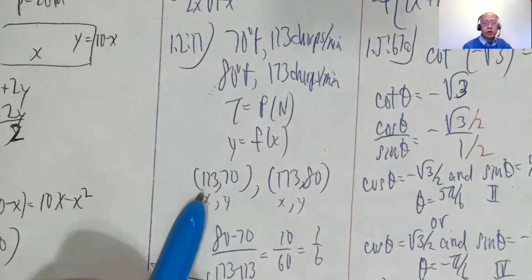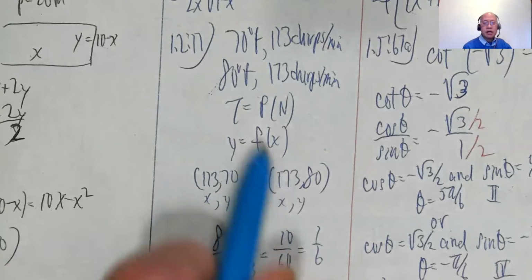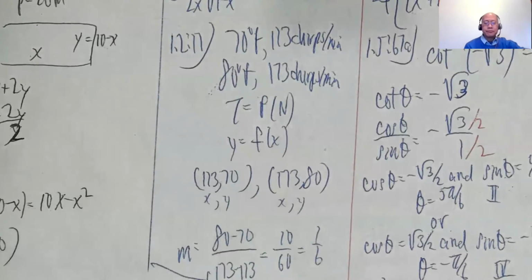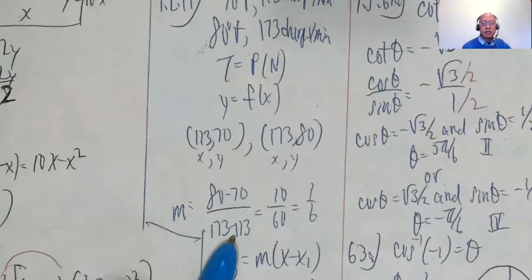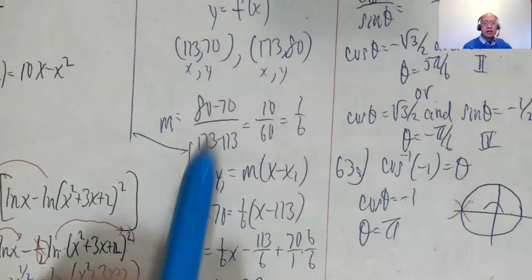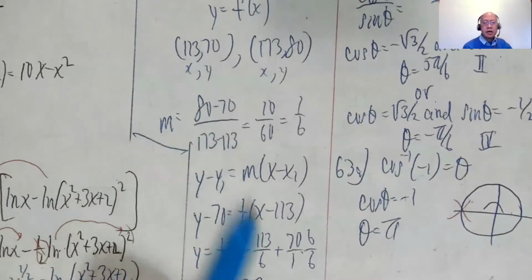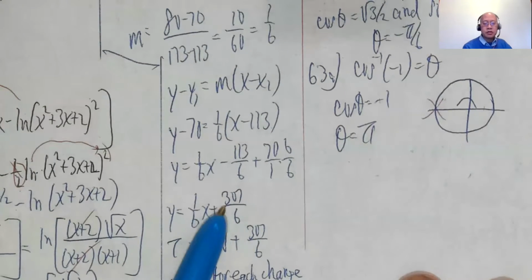So my ordered pairs are (113, 70), that's x, y, and (173, 80), x, y. Slope is y2 minus y1 divided by x2 minus x1. 10 over 60, 1/6. Plug in y minus y1 equals m times x minus x1. Clean it up. y equals 1/6 x plus 307 over 6.